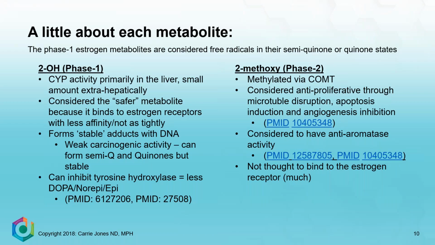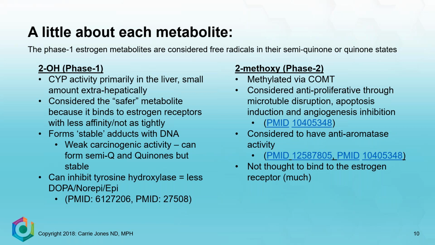All right, so a little bit about each metabolite. I have written there, it's important to remember these phase 1 metabolites are considered free radicals when they're in their semi-quinone and quinone state. So when the 2 and the 4 convert into semi-quinones or quinones, if they cannot get out through phase 2, this is a real problem.